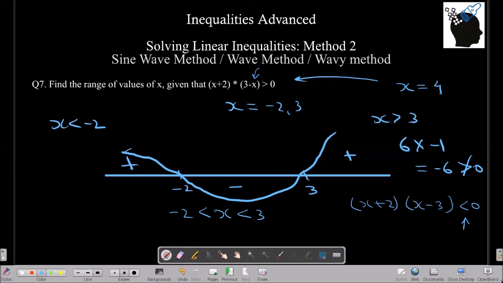Let's put some value of x in this range. So if you put x is equal to 0 in this, you will get 2 multiplied with 3, which is nothing but 6, which is greater than 0. So remember that in order to use this method, the coefficient of x has to be positive. Hope you are able to understand both the methods of solving an inequality problem.